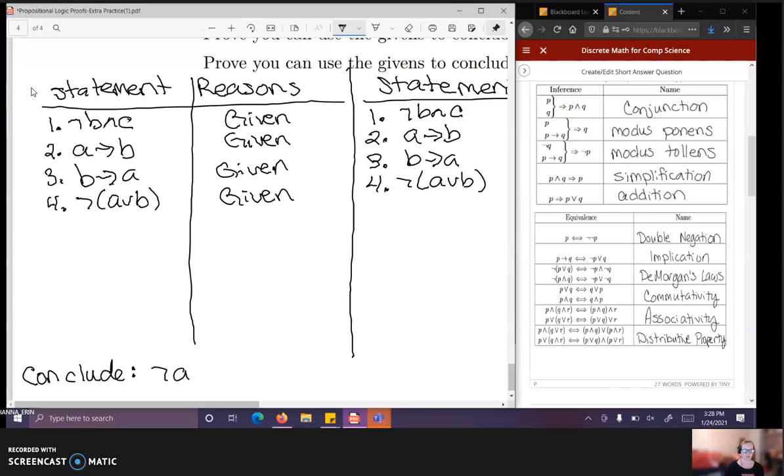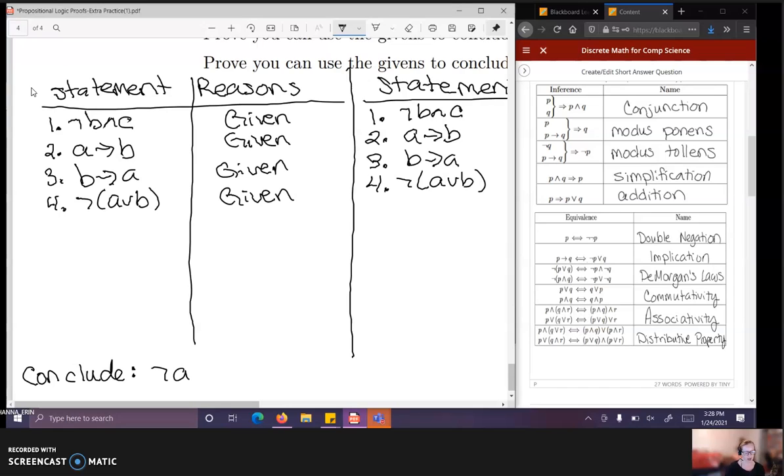If we go over to our rules and think of things that could help us figure out a not A, maybe the moduses are looking kind of good. Maybe simplification might look kind of good. So let's see what we're working with here. Since we're looking for a not A, we're probably not going to use the first statement because it doesn't have an A in it. Notice that 2, 3, and 4 all have A's in them, so they're more likely to help us out a little bit.